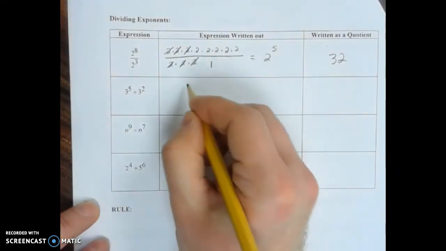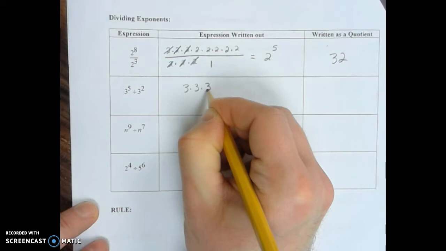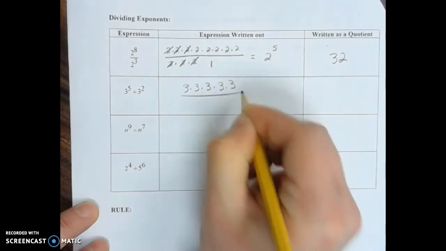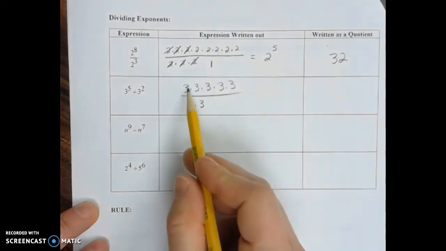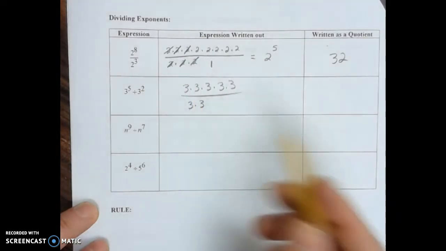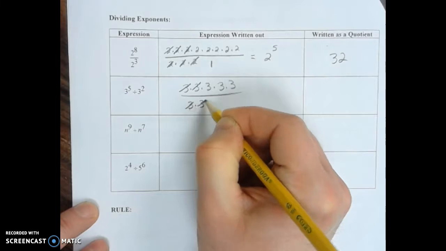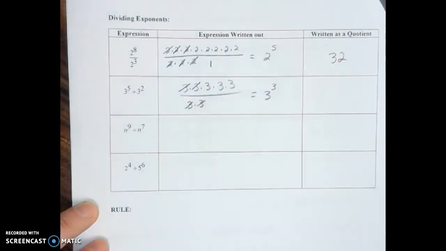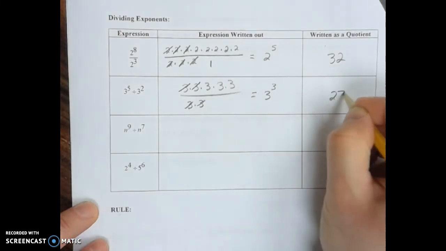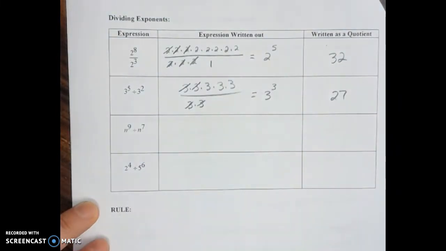3 to the 5th power is 3 times 3 times 3 times 3 times 3. 3 squared is 3 times 3. And again, I have 3's in the numerator and the denominator that I can simplify with each other. And so that just leaves us with 3 to the 3rd power. 3 to the 3rd power has a value of 27.